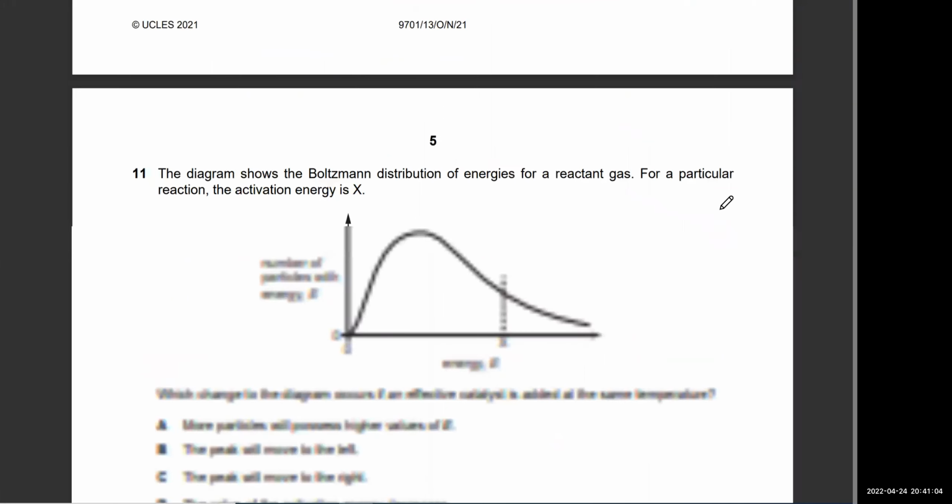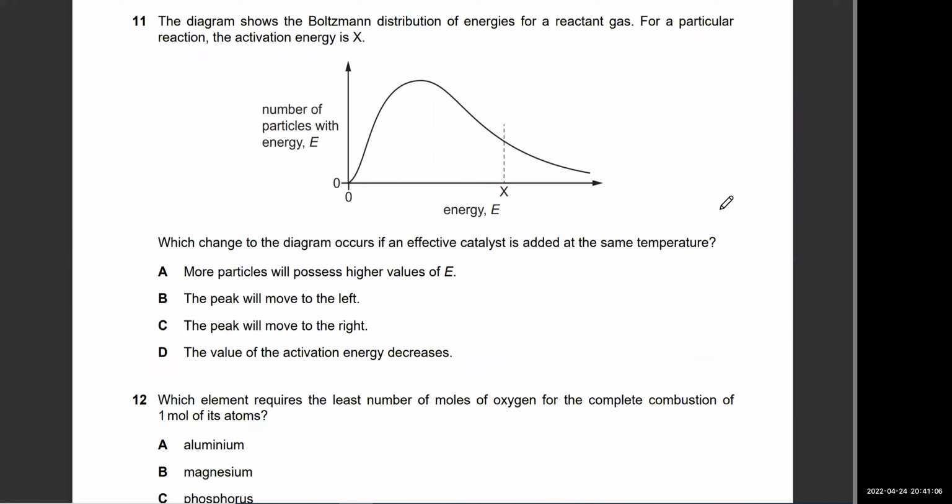Next question: which change to the diagram occurs if an effective catalyst is added at the same temperature? If you add a catalyst, what will happen? There's only one thing. The shape of the graph remains the same. This is your activation energy, E. The value of the activation energy decreases. That's it.